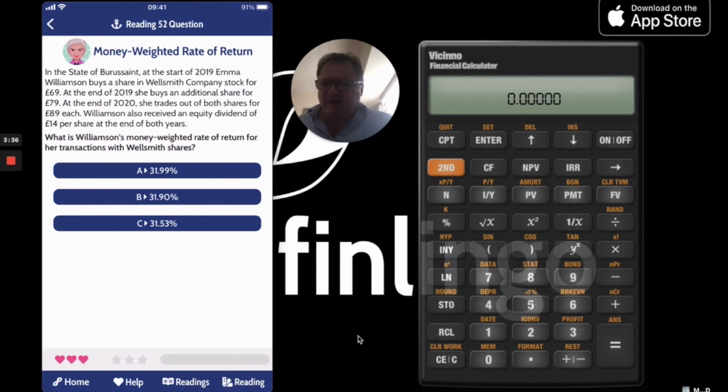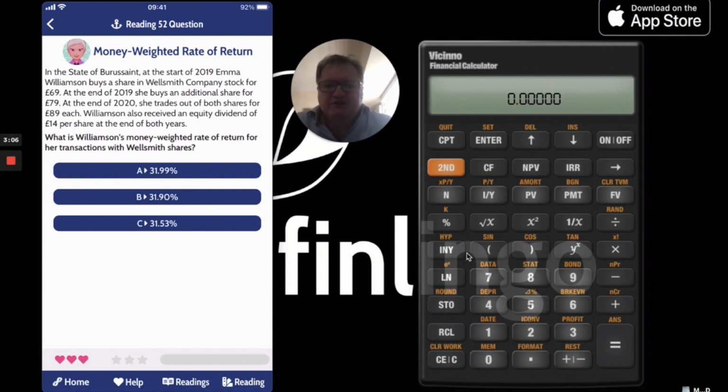So what we now have is Emma Williamson. She's going to buy one share. She's going to put $69 into the investment account. At the end of the first year, she's going to get $14 out, but at the same time, she's also going to buy another share for $79. At the end of the second year, she's going to sell both shares for $89 each, but just before she sells them, she gets two little dividends of $14. So we've got all the cash flows in, all the cash flows out. Now we can do the calculations.